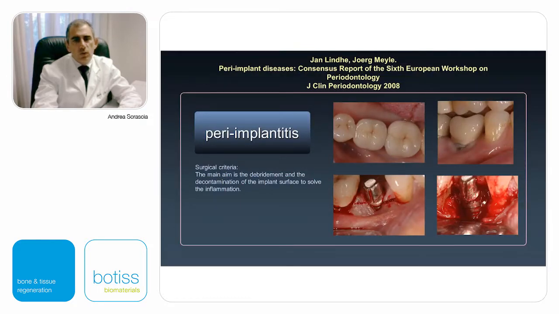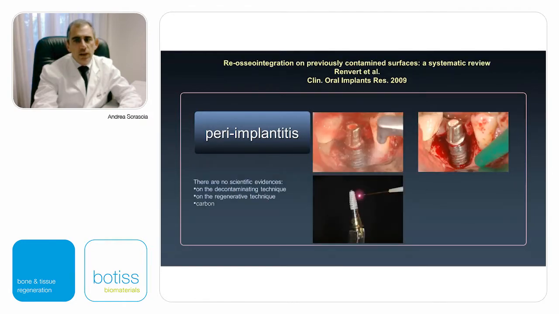And what can be done in peri-implantitis? Surely the first approach would be surgical: decontaminate the implant surface to clear the infection, but there is no scientific evidence about the correct decontamination technique, nor about an eventual regenerative technique to be used to correct peri-implantitis with the intrabony defect.